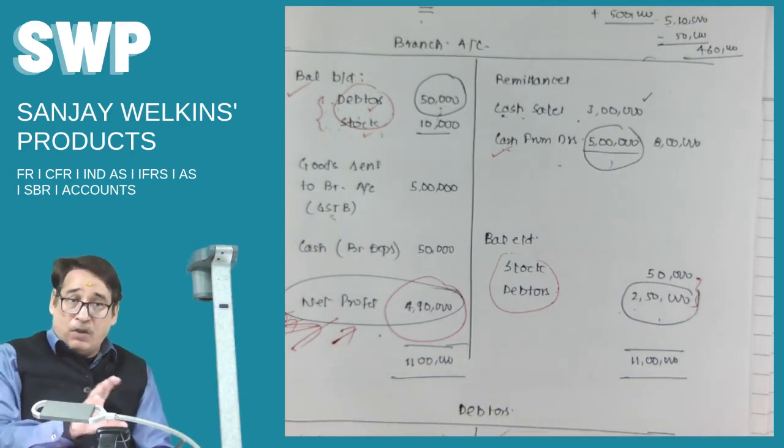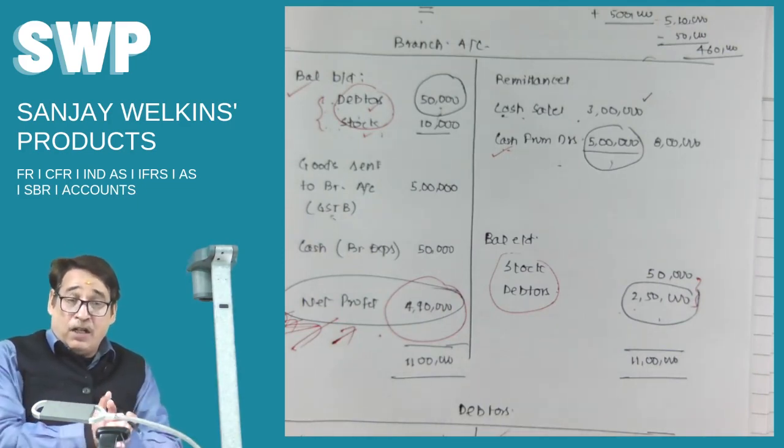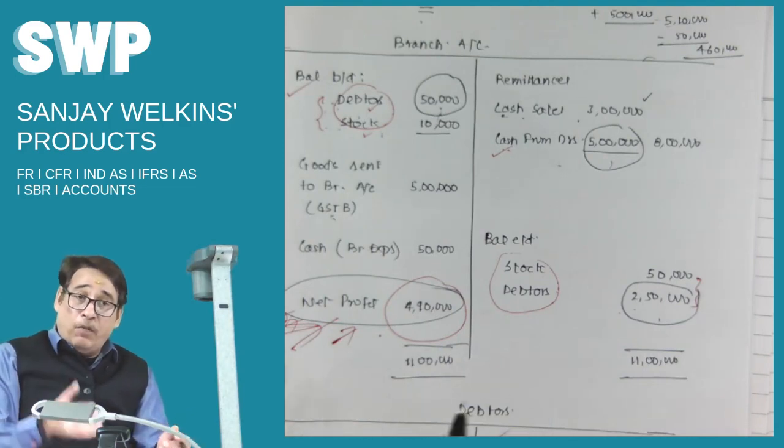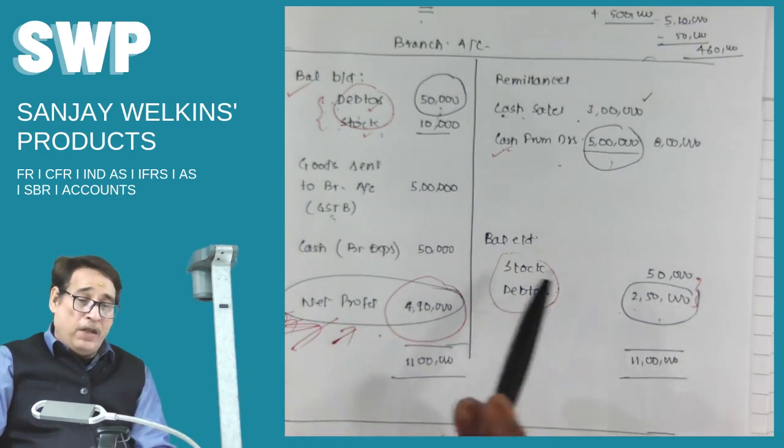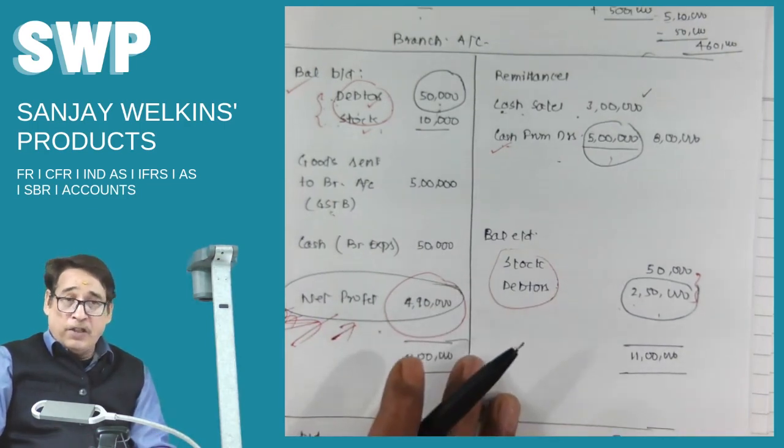I told you as a rule, it is not acceptable that you are writing what we call balance of a particular account in a different account. But in order to achieve our targets, we are doing that. Correct? Is it clear to you or not? So why do we write opening balance and closing balance in the branch account, you please let me know.